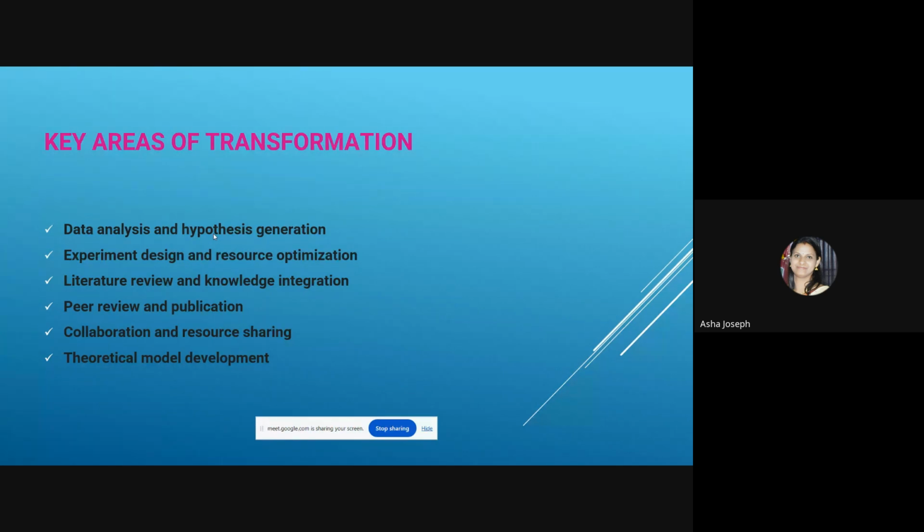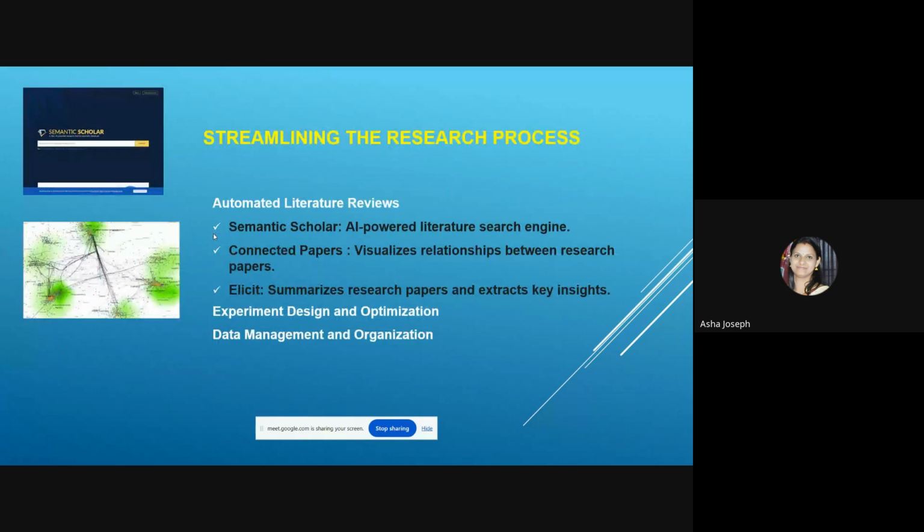And coming to the last point in the key areas of transformation, that is theoretical model development. AI could explore vastly more theoretical possibilities, enabling researchers to examine 10 to 100 times more models than the current method, which has a very small number of theoretical models. So how exactly is the research process streamlined?